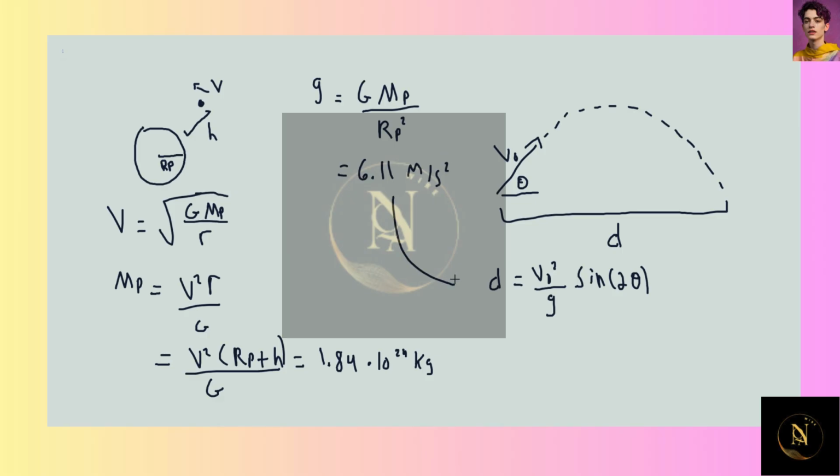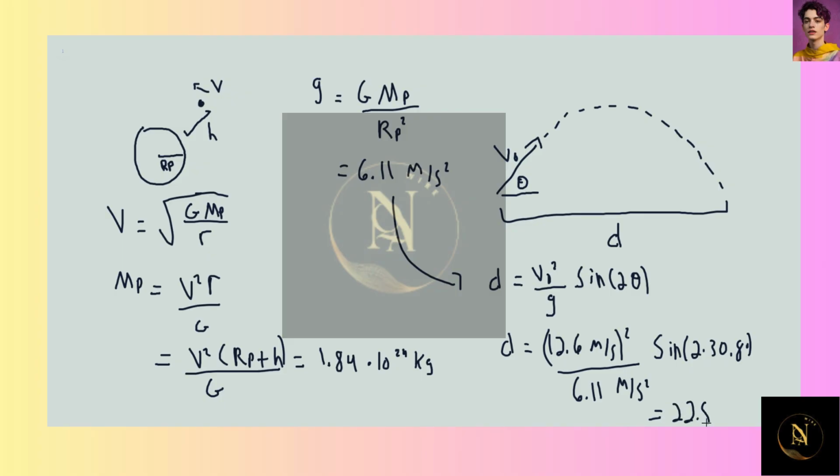And so now we can apply that to this equation. Our horizontal range d will be v naught squared, and they tell us to take v naught as 12.6 meters per second. So that's squared, divided by our value of g, 6.11 meters per second squared, times sine of 2 times a theta of 30.8 degrees. And when we do that, we should get that the range is 22.8 meters.